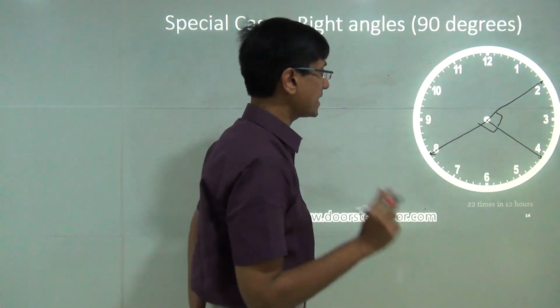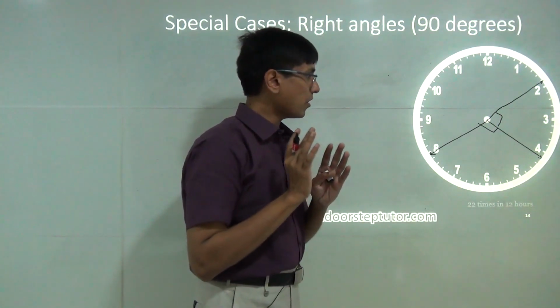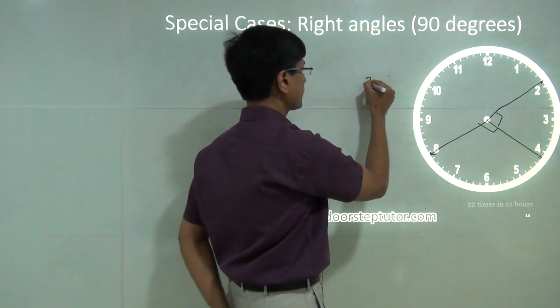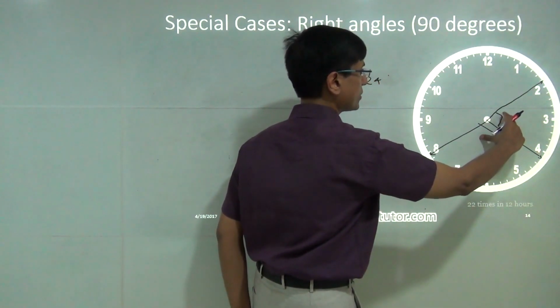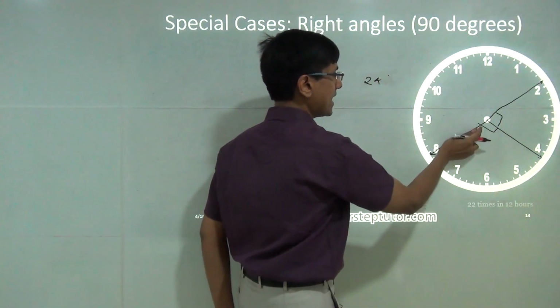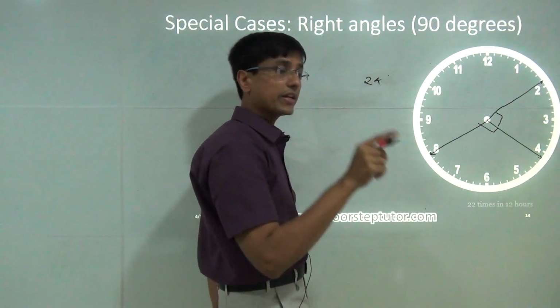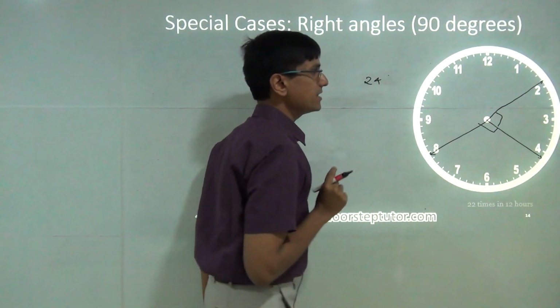Right? Note that. So, instead of getting just 12 values, I would get 24 values. Instead of just one for each hour, I will get two such configurations where the hands would be at 90 degrees. So, in a 12-hour period, there would be 24 such configurations where the hands would be 90 degrees to each other. However, again there is a catch.